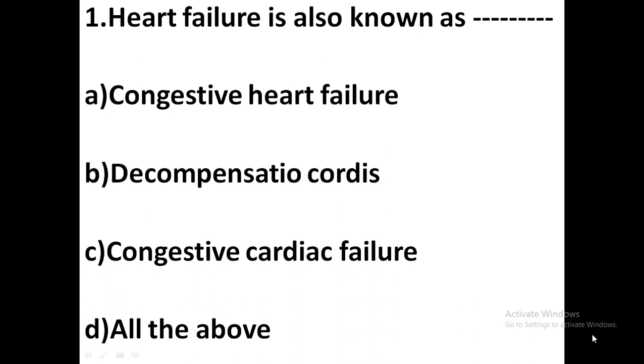First one, heart failure is also known as option A, congestive heart failure, option B, decompensation, option C, congestive cardiac failure, option D, all the above. Answer, option D, all the above. Heart failure is also known as congestive heart failure, decompensation, and also congestive cardiac failure.